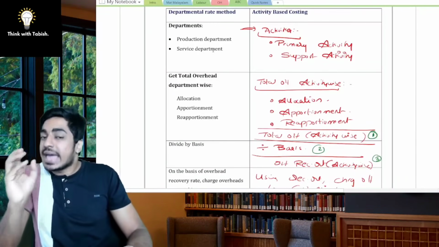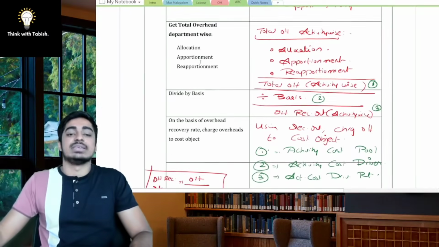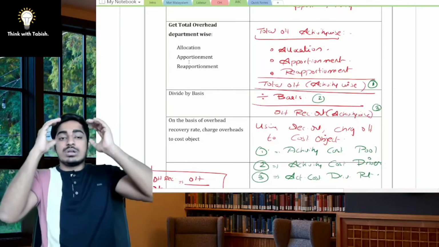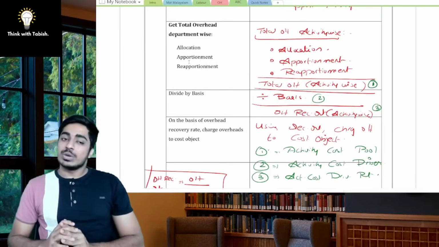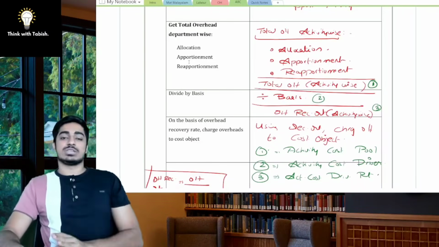Support activities are the activities that provide support to the primary activity. What was the first step in the departmental rate method? We wanted to get the total overhead department wise. For that, what we did was allocation plus apportionment plus reapportionment.